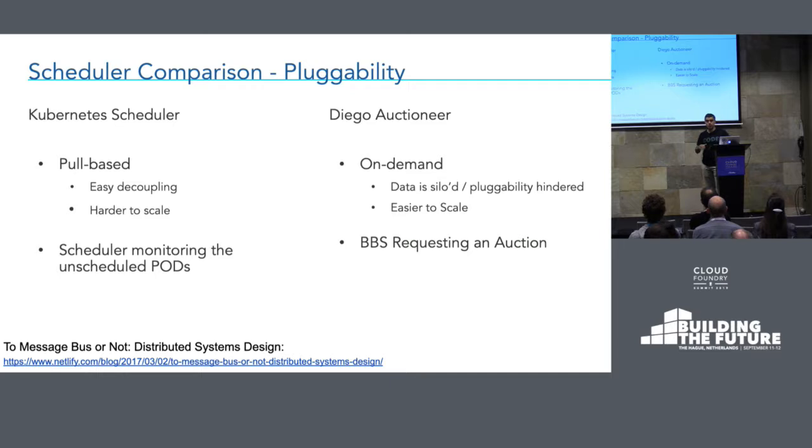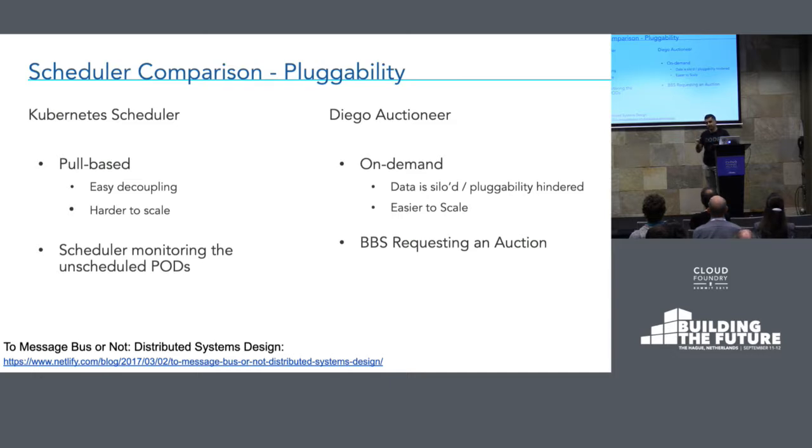On the Diego side, the scheduling is more on demand, in the sense that BBS, which is the API server, goes to the scheduler and says, hey, I've got these requests for this number of applications. Please go ahead and find nodes for me. The good side of it is obviously that you can easily load balance or scale it by putting the scheduler behind a load balancer. As the BBS starts hitting the auctioneer, more and more instances of auctioneer can potentially operate on the requests that come in.